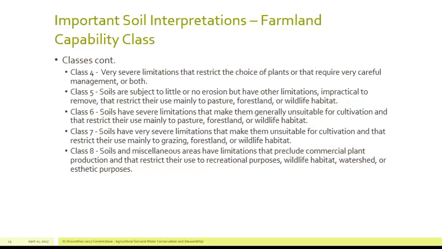Once you get to Class 4, your soils really aren't suitable for cropland anymore. Our Class 4 soils, they're steep sloped, they're often deficient in water, they're very erosive, and they're low in fertility. They're not suitable for production in agriculture. You're going to have a lot of best management practices in place in order to make Class 4 soils suitable for production.